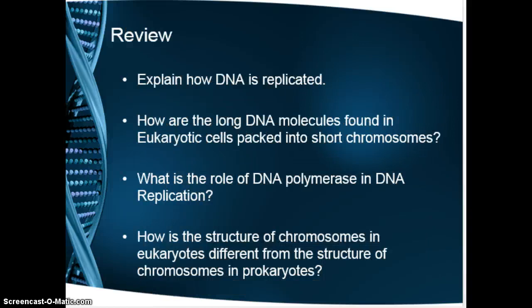So this ends the video notes for chapter 12, section 2. From this, you should be able to explain how DNA is replicated, how the long DNA molecules found in eukaryotic cells are packed into short chromosomes, what the role of the DNA polymerase is in DNA replication, and how the structure of chromosomes in eukaryotes is different than the structure of chromosomes in prokaryotes. So you should be able to go back and answer these.